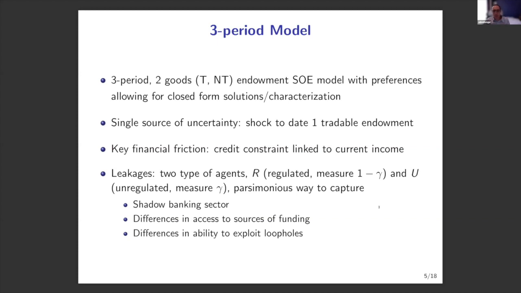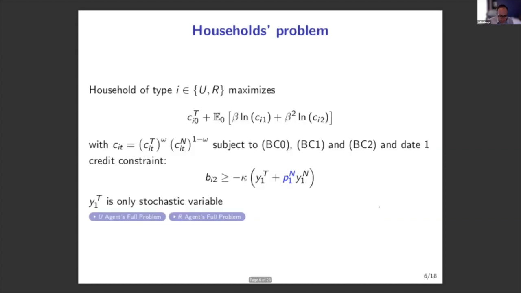So who can evade and who cannot evade is going to be exogenous, but we have a section in the paper where we show a simple way to endogenize this parameter gamma that basically represents how big this leakage concern is going to be, or how big this unregulated sphere of the economy is going to be. Okay, so I'll show you the household problem here.